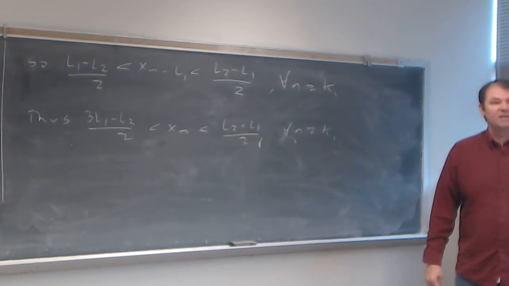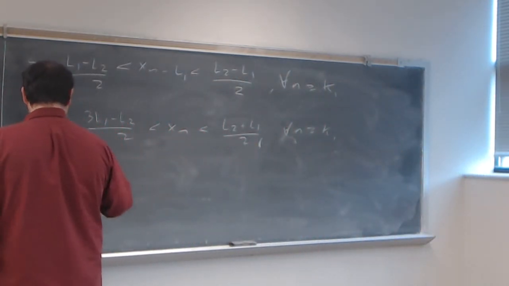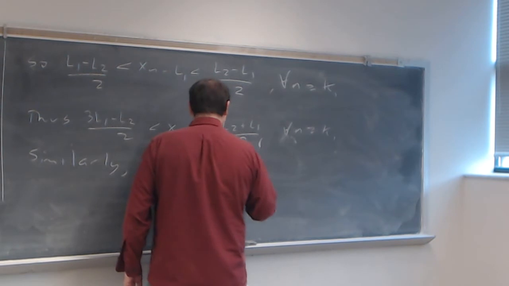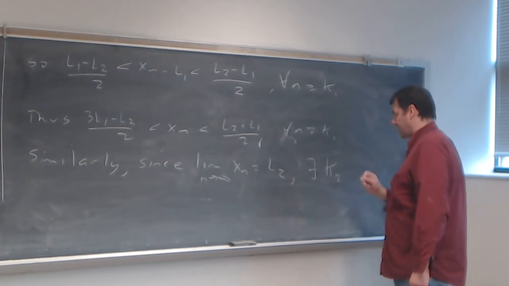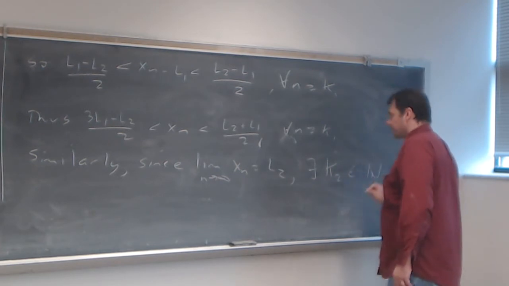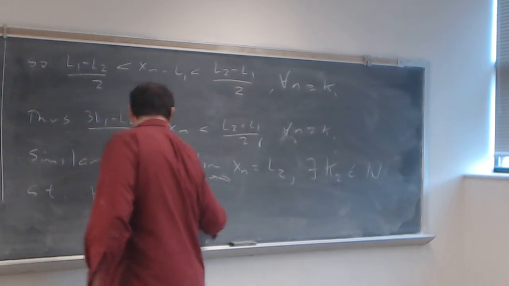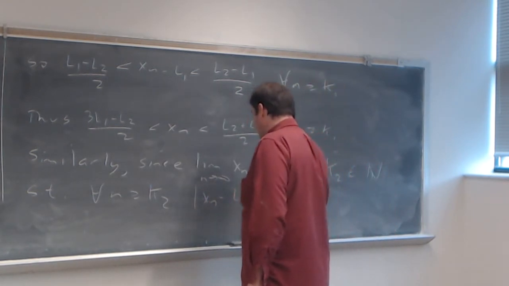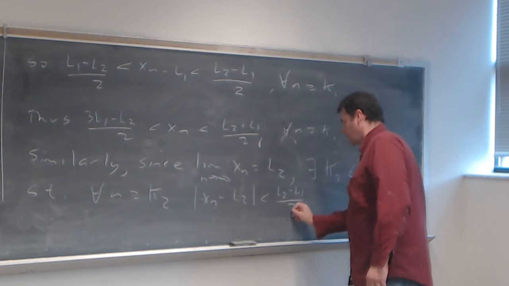But we're also assuming that the sequence converges to L sub 2. So similarly, since the limit as n goes to infinity of x of n equals L sub 2, there exists another spot, let's call it k sub 2, that's a natural number, such that for all n greater than or equal to k sub 2, the absolute value of x sub n minus L sub 2 will be less than that same epsilon we had before, which was epsilon equals L sub 2 minus L sub 1 over 2.